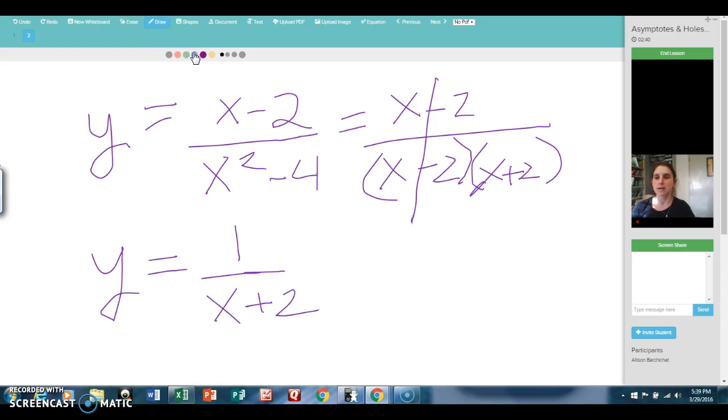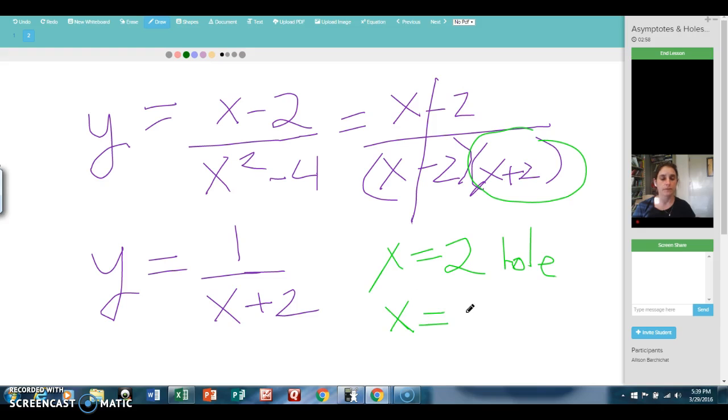So what's happening here is that the term that canceled out, at x equals 2, that's the hole. A hole happens when something cancels away. And then the remaining term down here, that x plus 2, that's what we're going to solve to get the vertical asymptote. And that could also be found from our simplified version. So in summary, a hole is what happens when something cancels out.